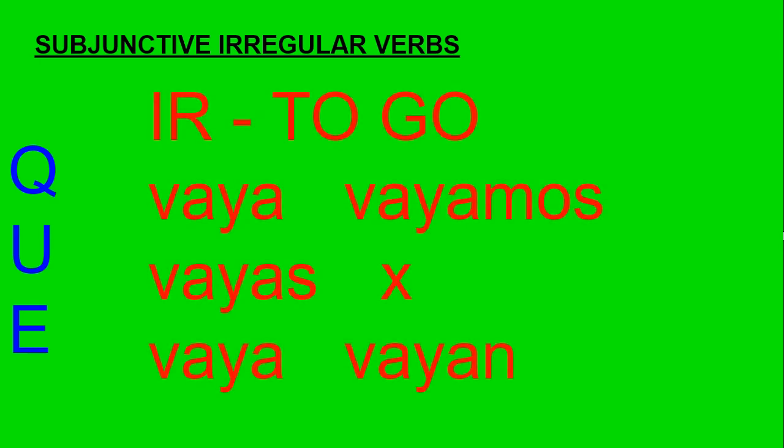The verb ir. Ir means to go. Que yo vaya, que tú vayas, que él vaya, que nosotros vayamos, que ellos vayan. That I may go, that you may go, that kind of thing.